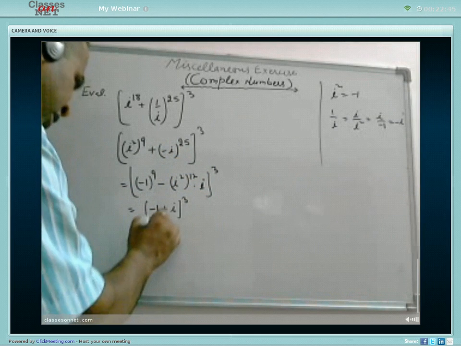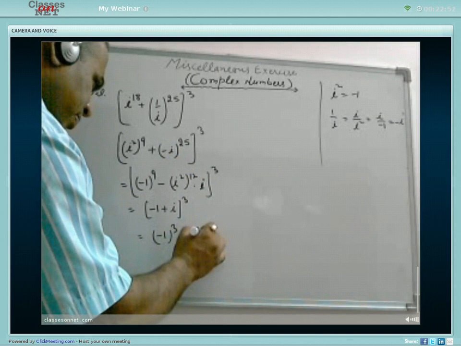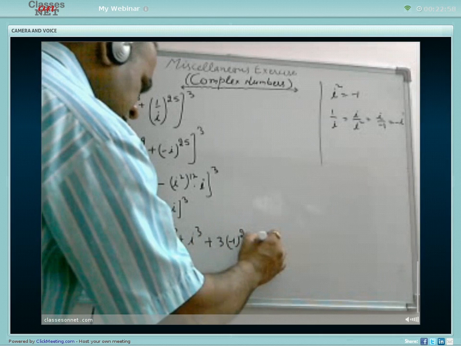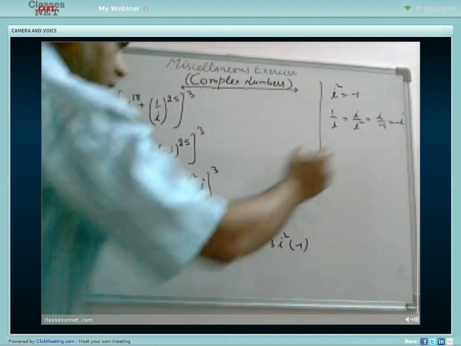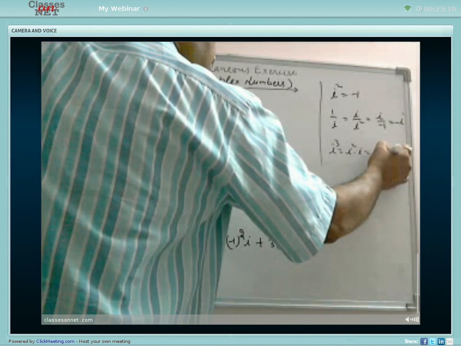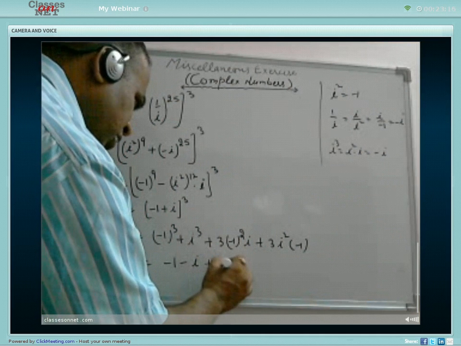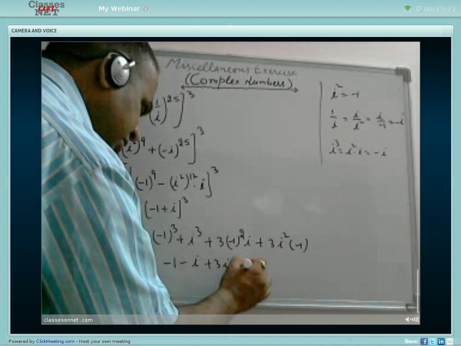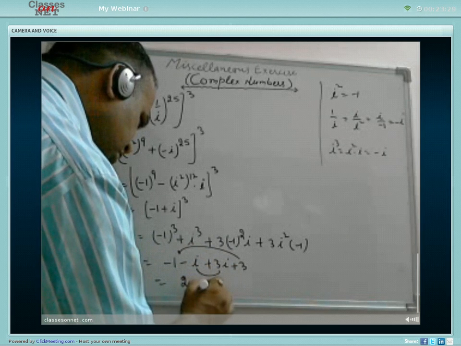Right. Now we can open it, applying a plus b whole cube. This is a cube plus b cube plus 3a square b plus 3b square into a. That gives -1. Again we have proved that iota cube is equal to iota square into iota, which is equal to minus iota. Write it minus iota. -1 square again plus, this is 3 iota only. Iota square is again -1, -1 -1, again it is plus 3. So complete answer is 3 minus 1, 2 plus 2 iota.